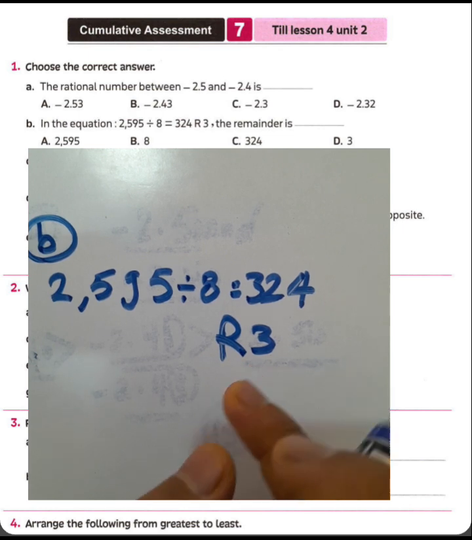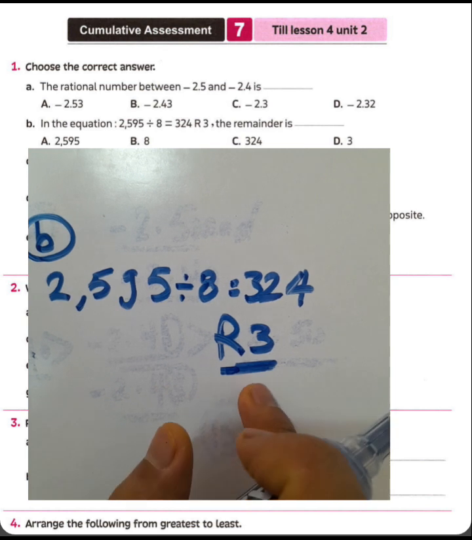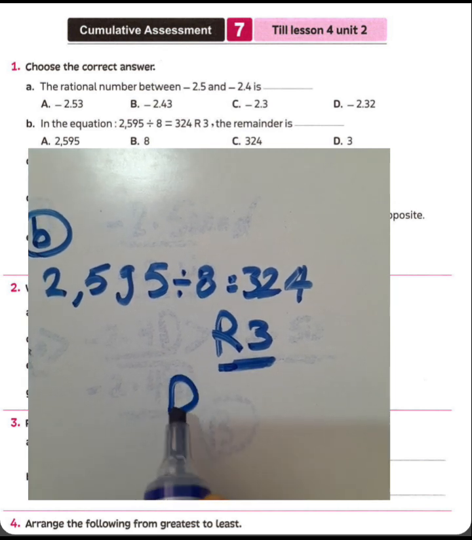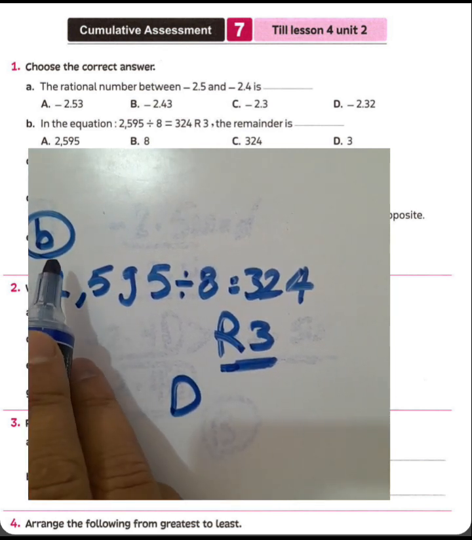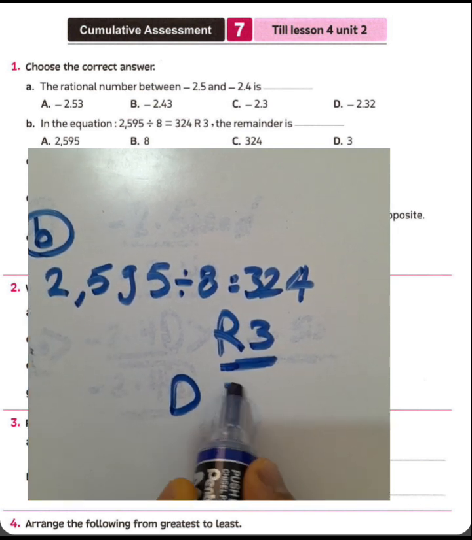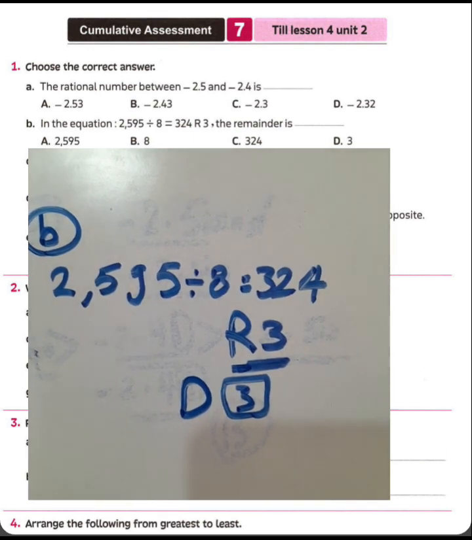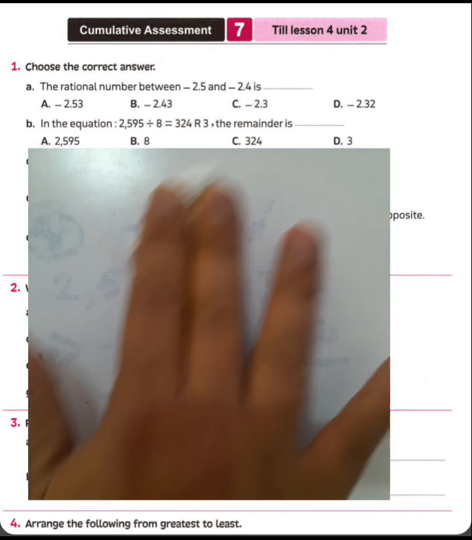Understood? He writes the remainder. It's easy, okay? In this example, he asked about the remainder, so you must choose letter D for question B. The remainder here is 3. Understood? Okay, look at the next question.